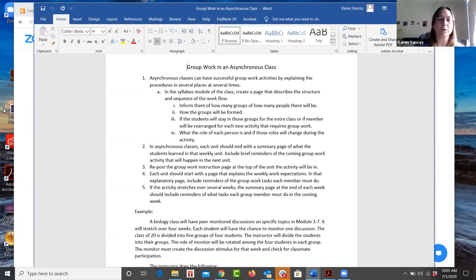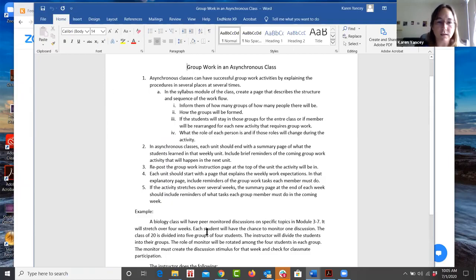The one thing to remember is that asynchronous classes can be very transformative and informative to the students. You can achieve the same level of work in an asynchronous online class as you can in a face-to-face class. It's just how you design your course, how you structure the assignments and your presentation on the learning management system. In our case, we're using Canvas.